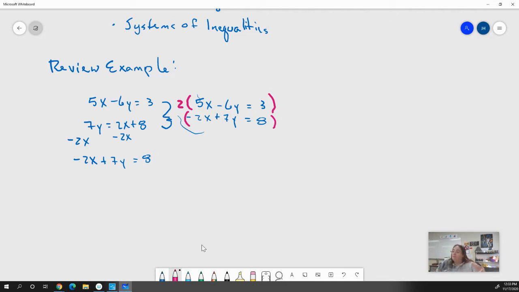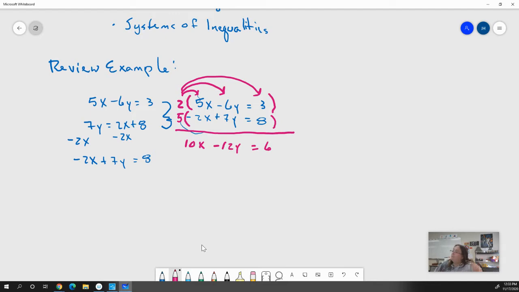2 times 5 is 10. 5 times negative 2 is negative 10. And so we're just going to go ahead and rewrite these problems with their distribution. So I'm going to go 2 times 5x is 10x. Then I'm going to go 2 times negative 6y is negative 12y. And then I'm going to go 2 times 3 is 6.